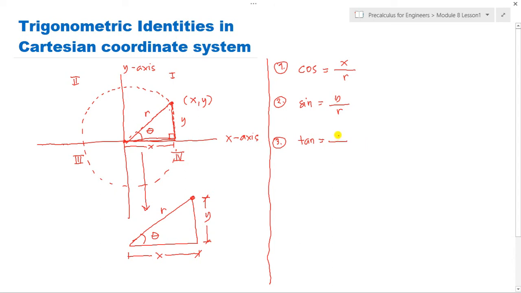Tangent is just the ratio of the opposite side, which is y, because y is opposite to our angle theta, all over x, adjacent, which is x. So that is y all over x. And then the fourth one is the secant. So secant is just the inverse of what? Cosine. So 1 over cosine. Or in terms of our variables here in the right triangle, that is equal to r all over x.